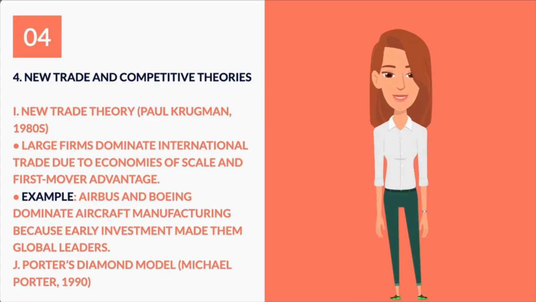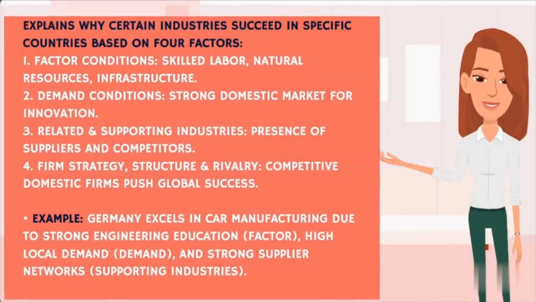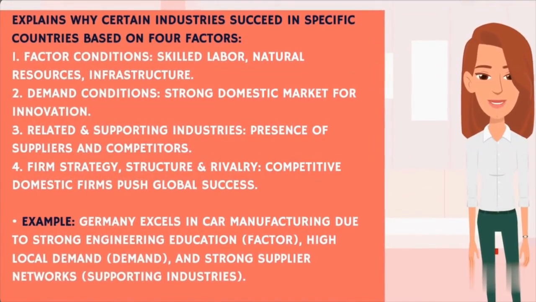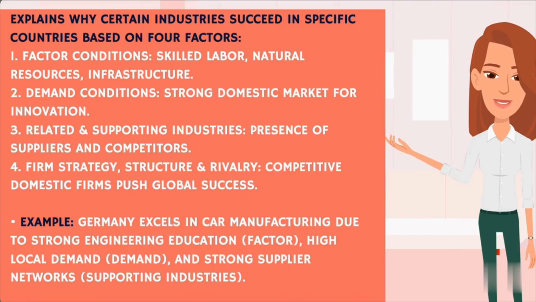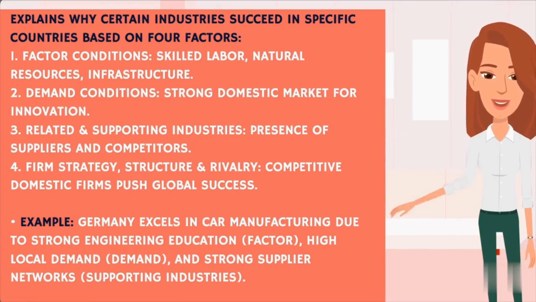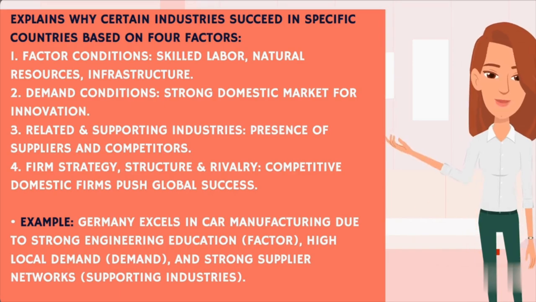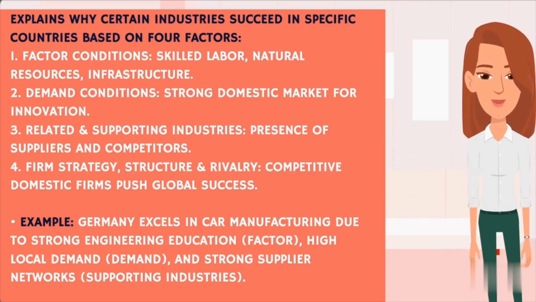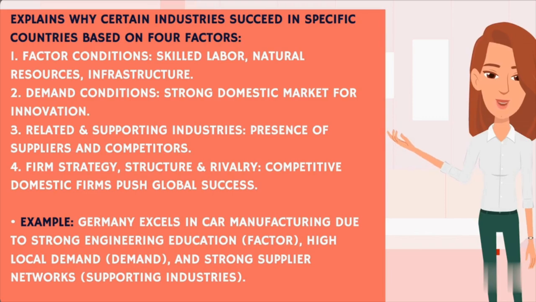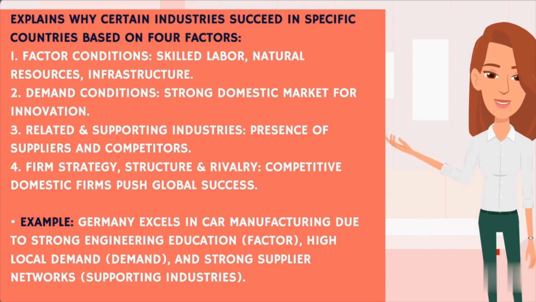J. Porter's Diamond Model, Michael Porter, 1990. It explains why certain industries succeed in specific countries based on 4 factors. 1. Factor conditions: skilled labor, natural resources, infrastructure. 2. Demand conditions: strong domestic market for innovation. 3. Related and supporting industries: presence of suppliers and competitors. 4. Firm strategy, structure, and rivalry: competitive domestic firms push global success.